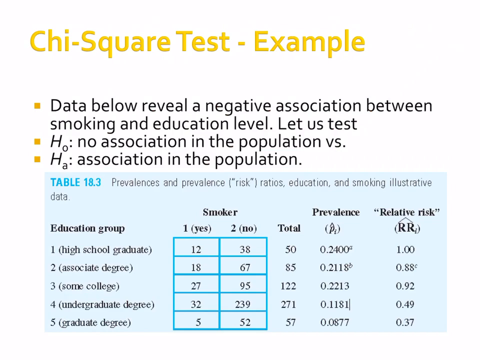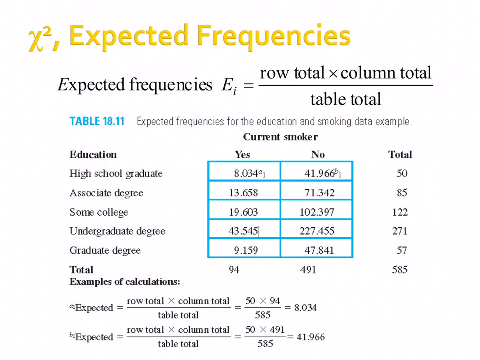When we do a chi-squared example, here's the data below. It reveals a negative association between smoking and education level, and we want to test it. So we state our null hypothesis, no association in the population, versus an association in the population. Here we have our prevalence and our relative risk, remember, so we have our 12 divided by our 50, and this is how we get our prevalence. Then we can go back and determine our relative risk, which is our P sub 2 over P1, the proportions we're looking at for each of these.